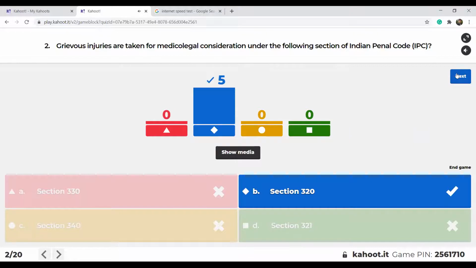Well done. I really didn't expect you all to answer this right. The answer is section 320. Very good. This is very important for your private practice.